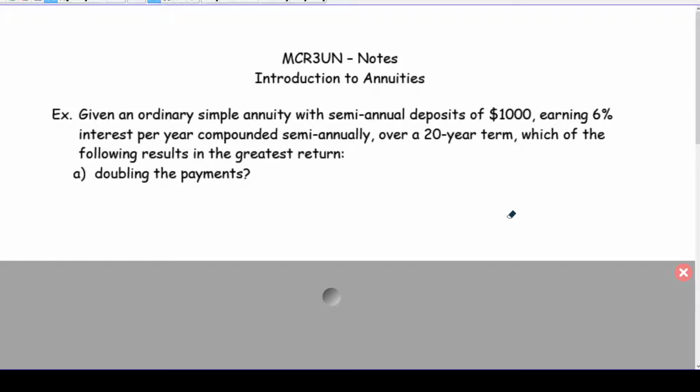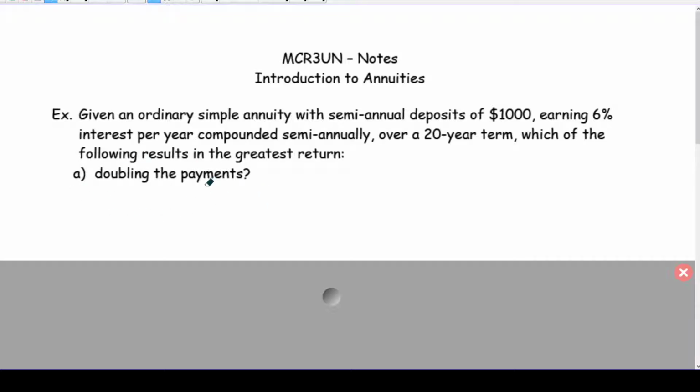So let's take a look at an actual problem. Given an ordinary simple annuity with semi-annual deposits of $1,000, earning 6% interest per year compounded semi-annually over a 20-year term, which of the following results in the greatest return? So what we're going to look at is a bunch of different scenarios that are going to change the amount of money we're making, and we're going to try to figure out what's the best one.